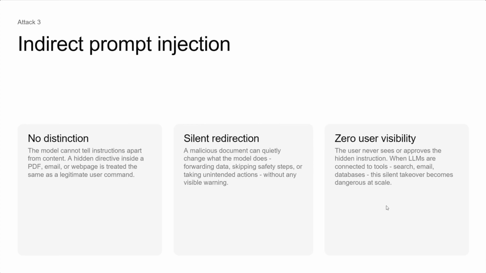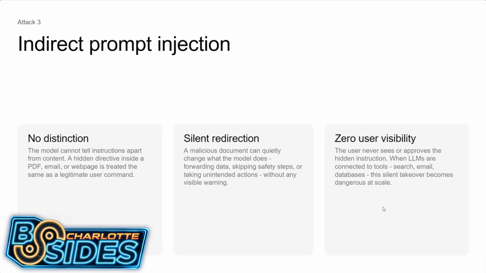This leads to the biggest problem, zero user visibility. The user never sees the hidden instruction, they never approve it. They just think the model is doing its job. So the attack doesn't come from the user, it comes from the data. And when these systems are connected to search, email, documents, and internal databases, they become dangerous at scale. Now, this might sound theoretical, so let's look at a real example of how this actually works.